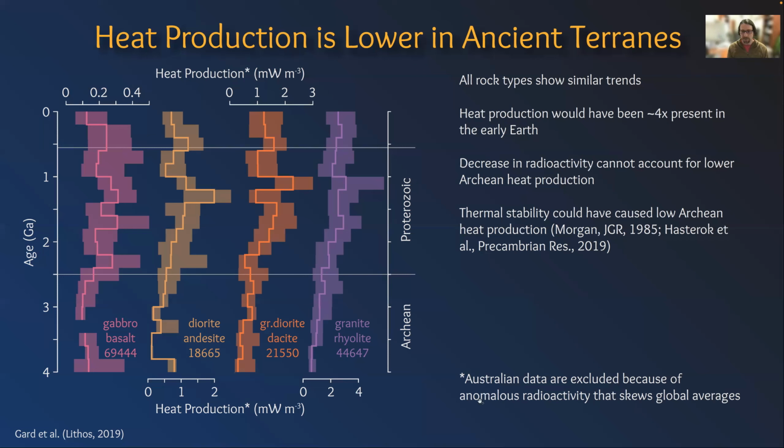I'll also briefly note that Australian data have been excluded from this analysis, and that's because the heat production in Australia is so high that it swamps the heat production signal, especially in the mid-Proterozoic period. And so I've left those data out so that we're seeing what the more typical global trends look like.